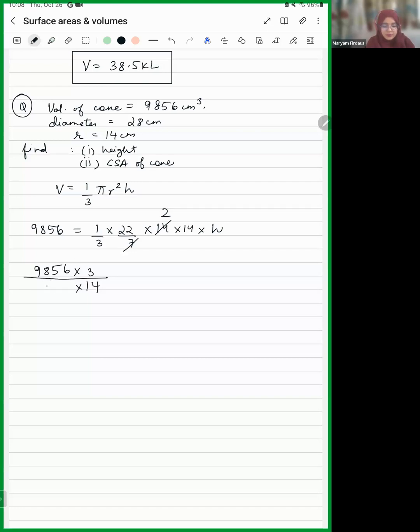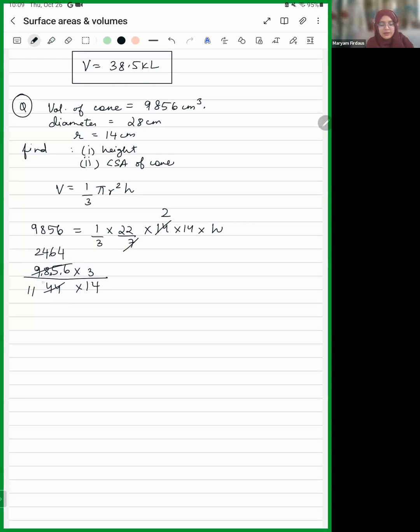I'll just write 44. So 4 11s are 44. Abdul Jabbar, you're saying something? 44 into 14 and then cancel it by 9856. Okay. So what I have done here is 44, I have divided it by 4. So 4 11s are 44 and this thing I have divided it by 4. So 4 into 2464 is going to give you this.